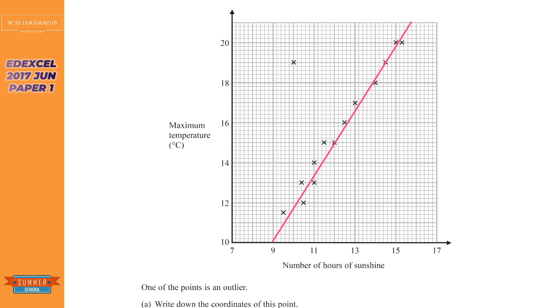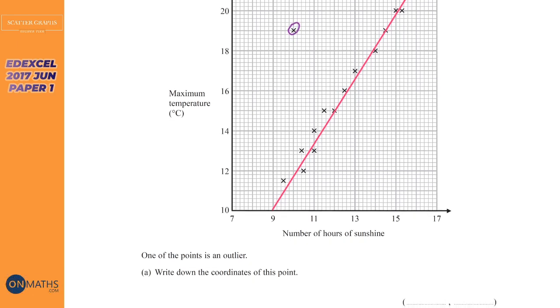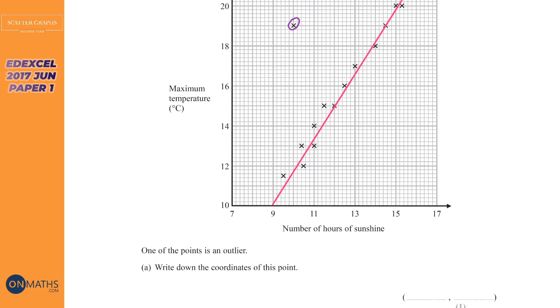So have a look at any coordinate that's nowhere near that line of best fit. Obviously this one here is nowhere near it, and just write the coordinates. So you always do the x value first, and if that's 9, that's 11, that's going to be 10. And then the y value, if that's 18, that's 20, that's going to be 19. So 10, 19.